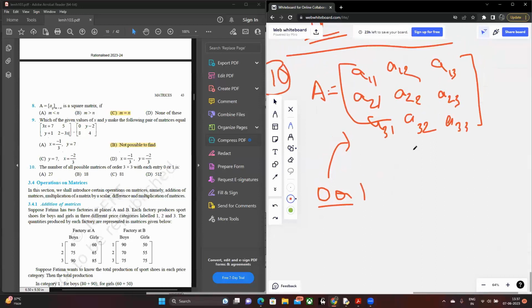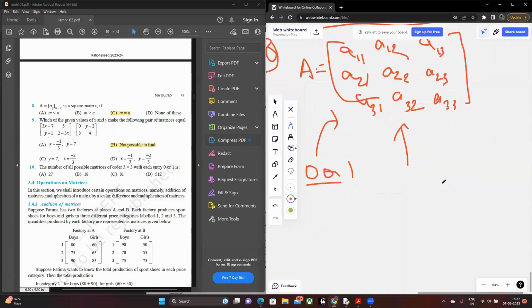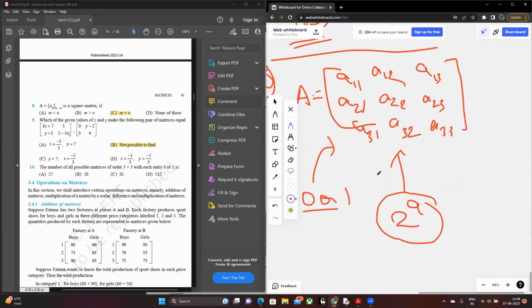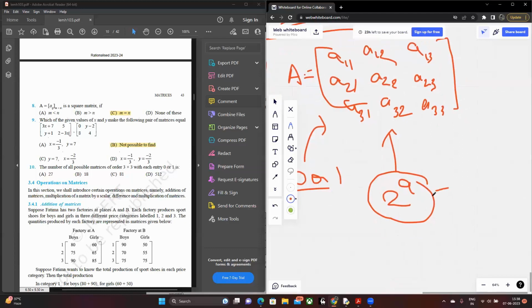So this is basically going to be a Bernoulli distribution of 9 trials. It's going to be 9 Bernoulli trials of 0 or 1, head or tails, which is going to yield 2 power 9 outcomes, because it's 2 into 2 into 2, 9 times. That is basically 2 power 9, and 2 power 9 is 512. So D is going to be your answer.